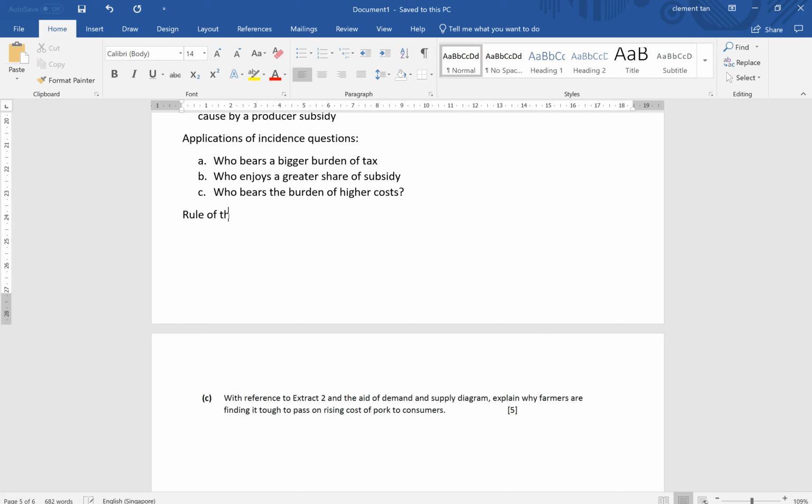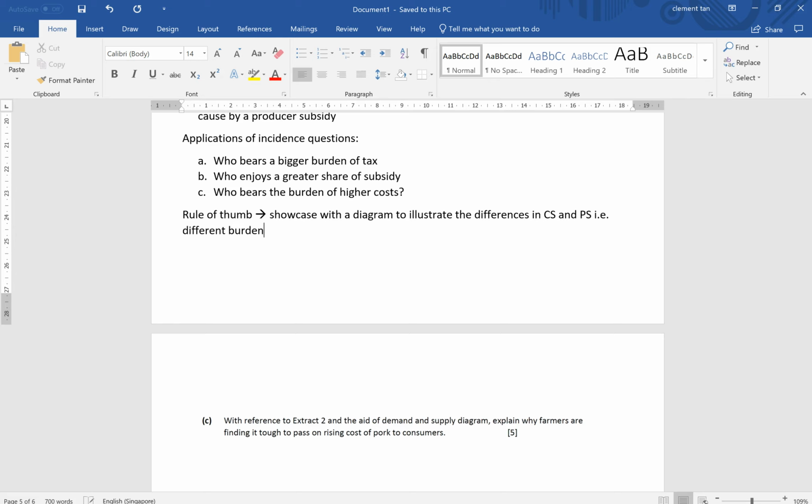This rule of thumb is that this question is always asking about the relative. The key thing is to showcase with a diagram to illustrate the differences in consumer surplus and producer surplus. That's all. Then this will be your different burdens, incidence, or share. It's always like that.